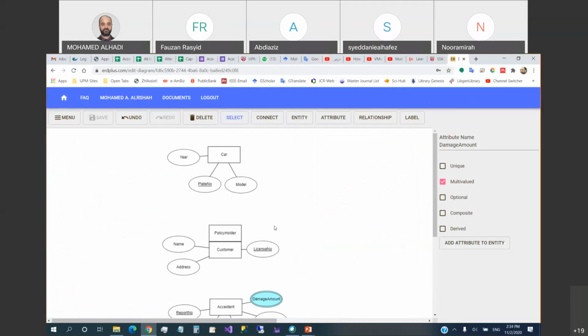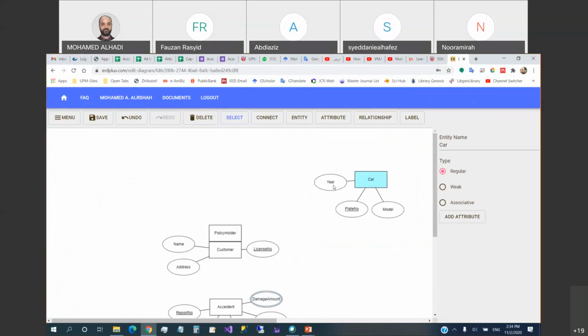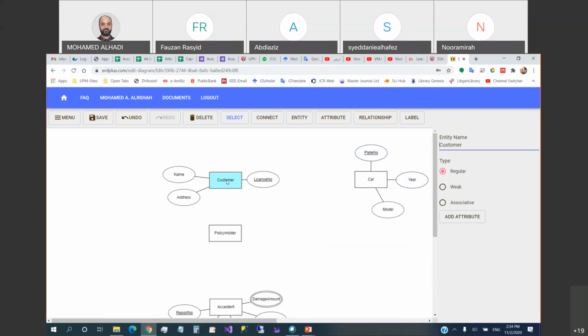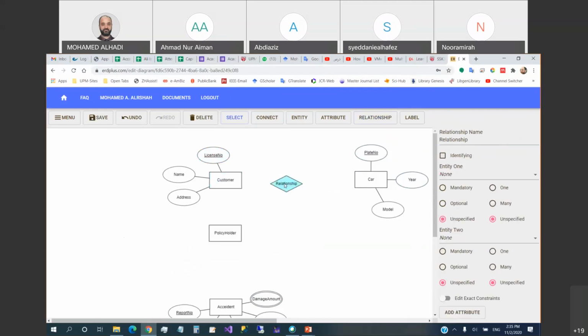So here we have car, right? This car has plate number as a primary key. Then this car is owned by somebody, right? This car is supposed to be owned by somebody. Am I right or not? Yes. So that's why we have to draw a relation.